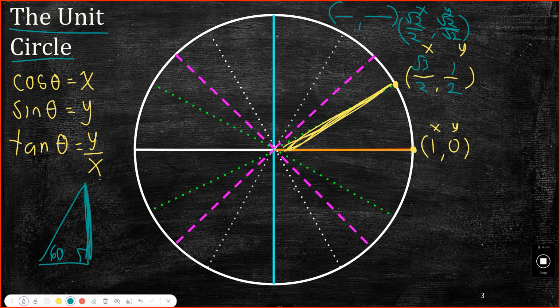Opposite of 60, I think it was root 3. So sine of 60, sine is opposite over hypotenuse, sine of 60 is root 3 over 2. So this one's going to be root 3 over 2. And then this one is going to be, cosine is adjacent. That'll be 1/2.